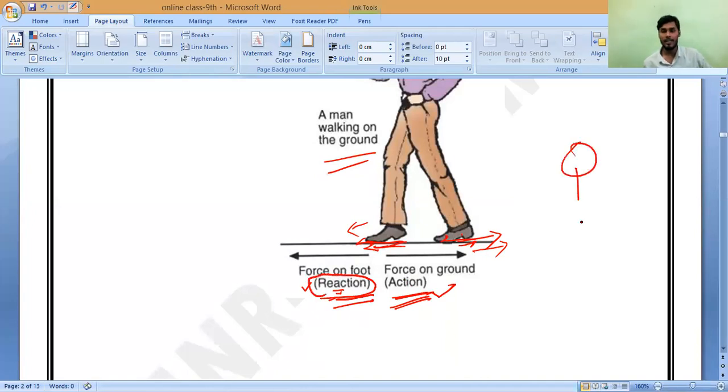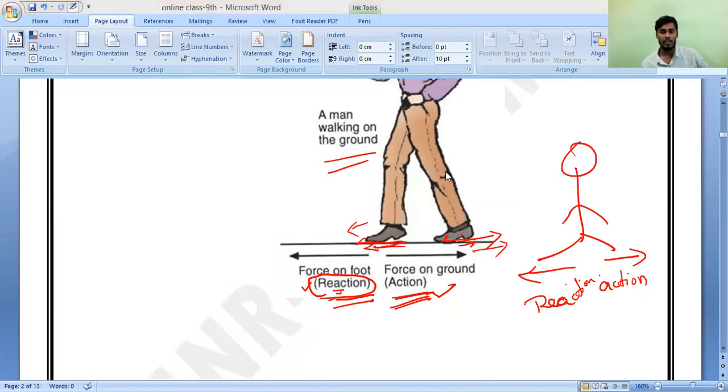Reaction. If you take any kind of body, this is my front leg and my back leg. I push the ground in the backward direction; that is what I call action. Then immediately the ground exerts a force in the forward direction, and that is what I call reaction. That is what all of you should remember. Do you understand? This is the first example which illustrates Newton's law of motion.